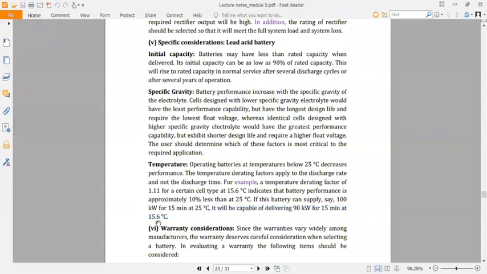If the temperature goes from 25 to 15.6 degrees, and the derating factor is 1.11 or 1.10, then approximately 10 kilowatt gets reduced. Instead of 100 kilowatt, it can supply only 90 kilowatt to the load for the same time duration. So you can see that when the temperature is decreasing, the performance of the battery is also decreasing. That will be decided by the derating factor, which is given in the specification sheet of the battery.